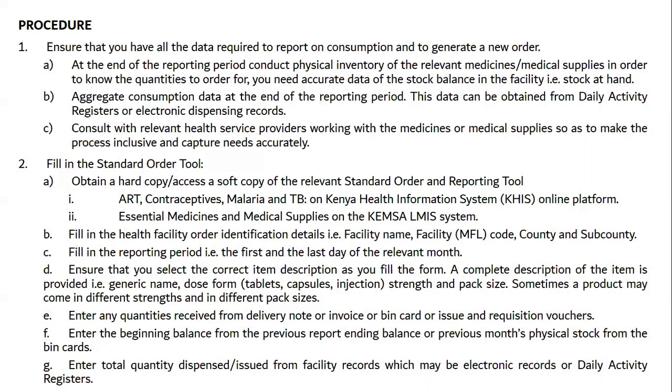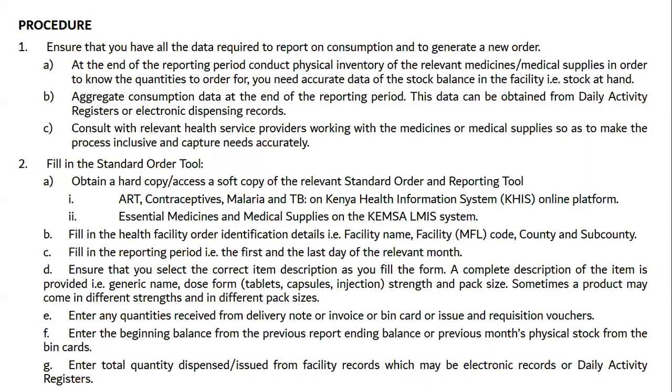After that, you proceed to fill in the standard order tool. You have a hard copy, or a soft copy, relative to the tool at hand. If it is ART, family planning, malaria or TB, they have customized tools. If you're ordering the Kenya essential drugs, and if you're using KEMSA, they have their own. So you just use the standard ordering tool and fill in the identification details. If you are using KEMSA, as those who have interacted with it know, it comes already filled with the facility name, code and all that. If you're using the manual tool, you'll have to write them in.